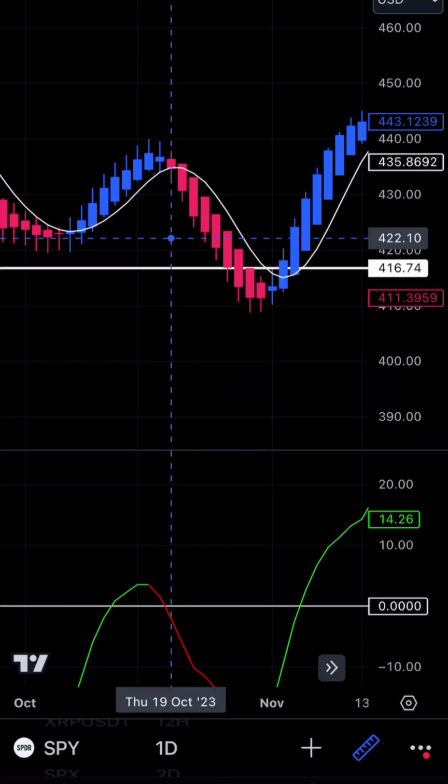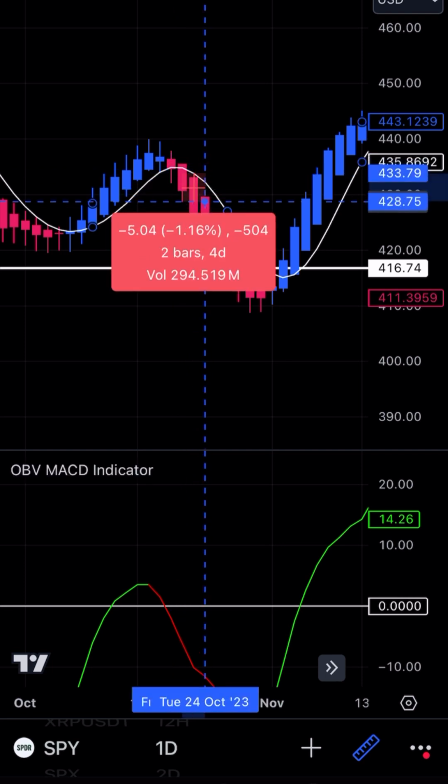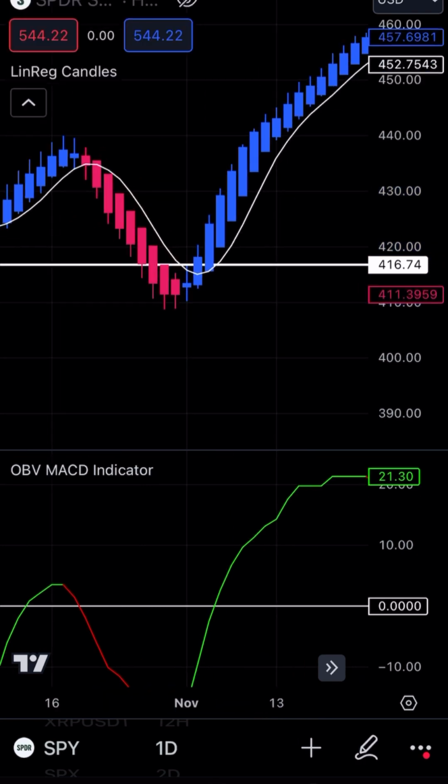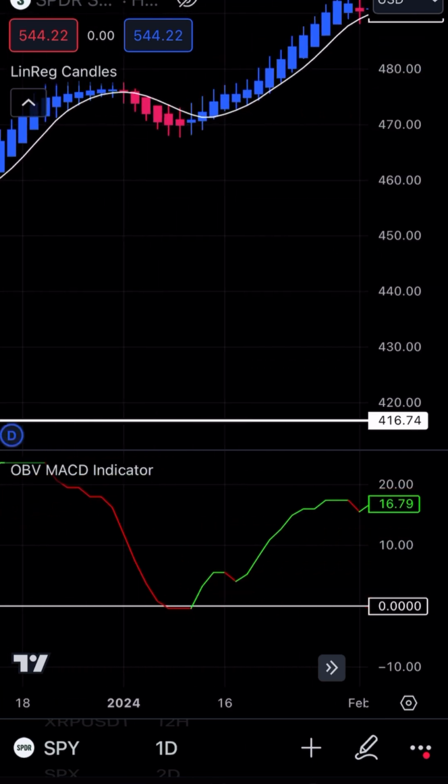And right here you see it crossing down on the zero line. Right here you see it coming down on the zero line, so you would come in for a put right here and you would ride this out. And this is another $2,000.